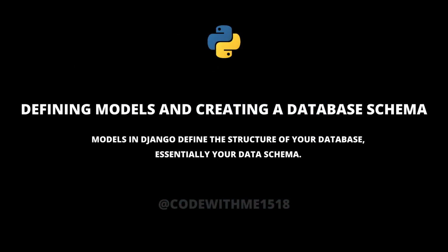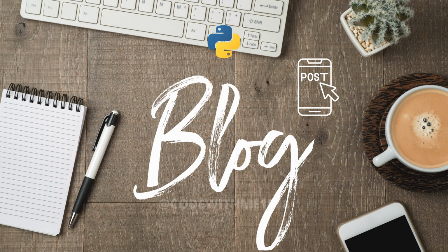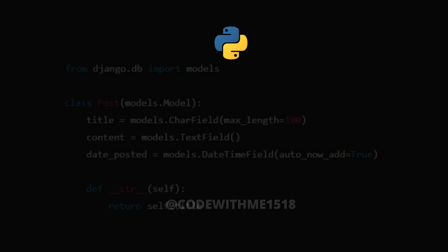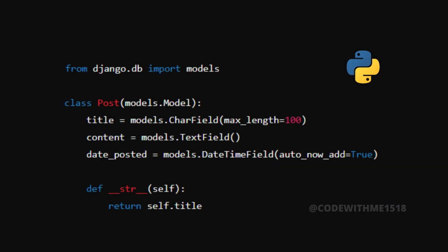Let's dive right into defining models and creating a database schema. Models in Django define the structure of your database, essentially your data schema. Let's create a Post model for our blog application. Open blog/models.py and define the Post model. This model defines a post with title, content, and date_posted fields.